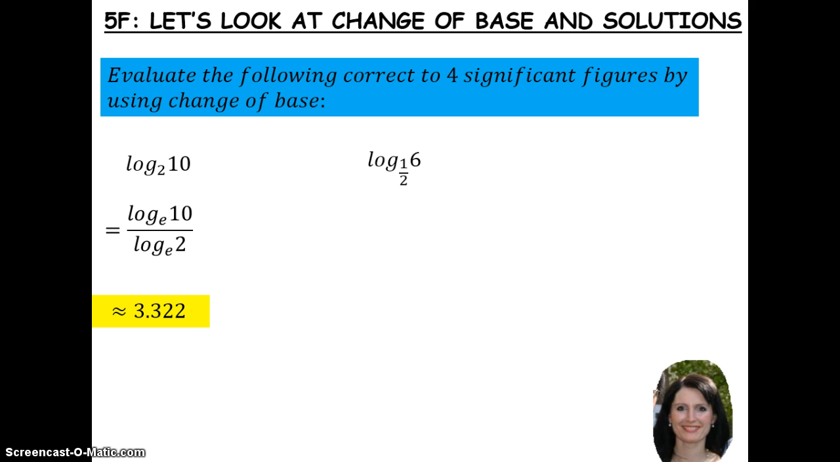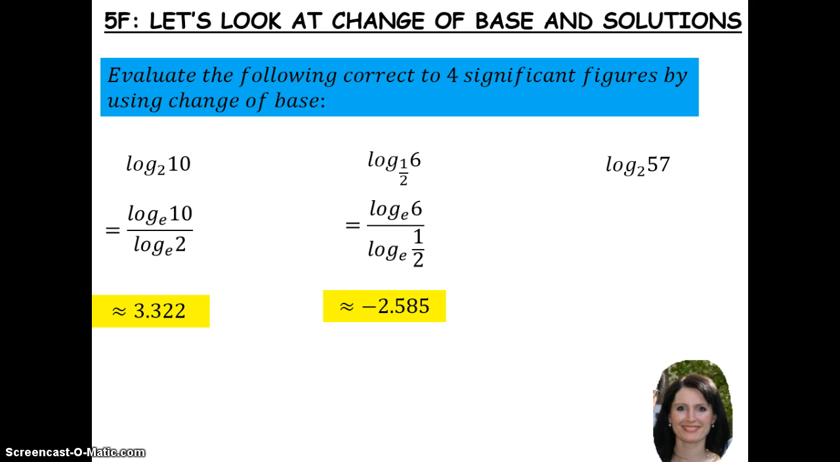Now let's do log_half 6. So let's make it log_e 6 and let's divide that by log_e half. Notice that I just take the base of the original log, so in the first one it's log_2, so 2, and I put that in the denominator. So log_e 6 divided by log_e half gives me approximately negative 2.585 as shown on my calculator. Note the approximate sign, not equals sign.